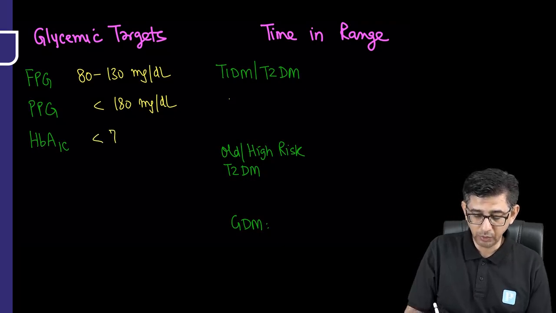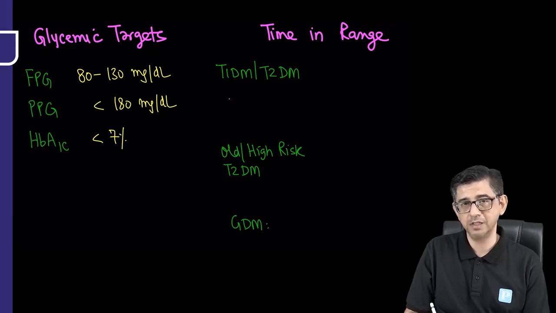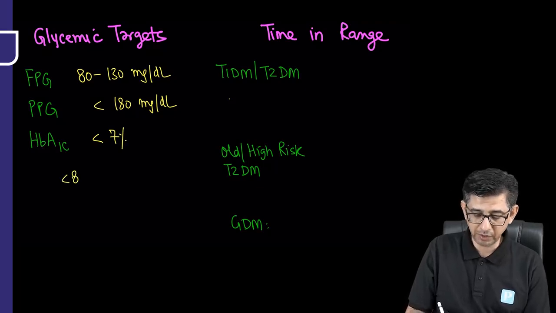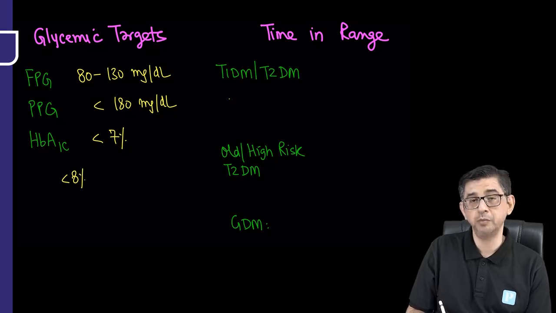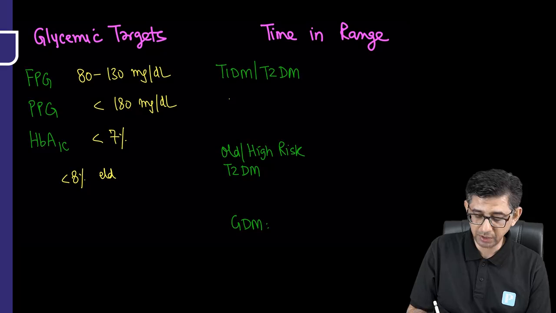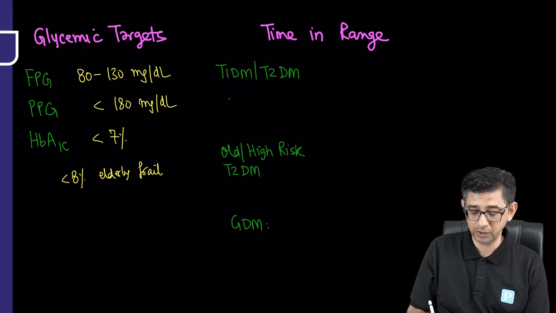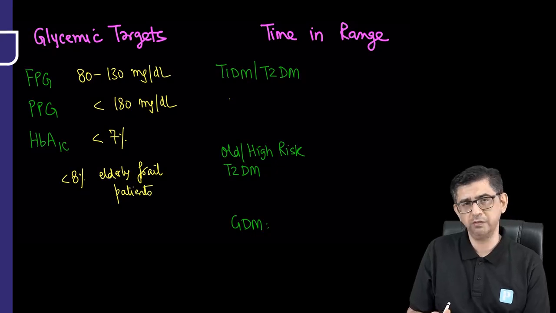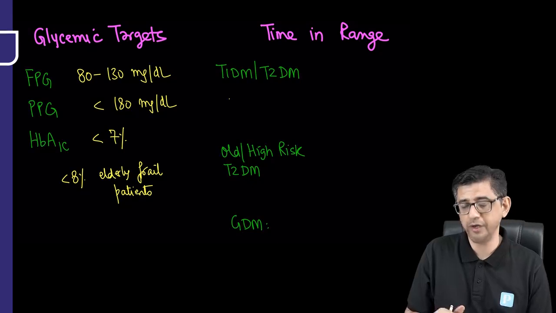What is good sugar control? Good sugar control is HbA1c less than 7%, but I will not be very strict in achieving an HbA1c of 7% in an elderly frail patient, especially if a person is having osteoporosis or osteoarthritis of the knees. Then I will not be very strict in enforcing an HbA1c of 7%. A value around 8% is fairly decent.